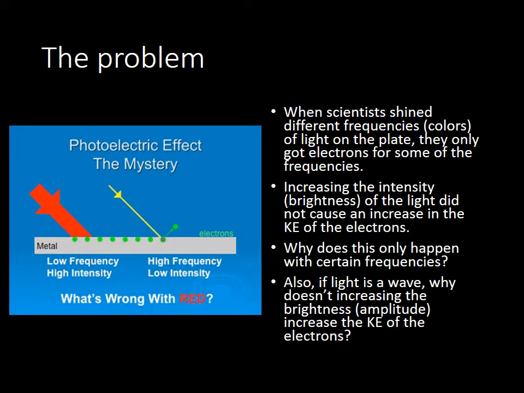So that left them with two big questions. The first one was, why does this only happen with certain frequencies? You know, why doesn't this happen with red light, but it does with green or blue or violet light? And their second thing was that, well, if light is a wave, then why doesn't increasing the brightness increase the kinetic energy of the electrons?